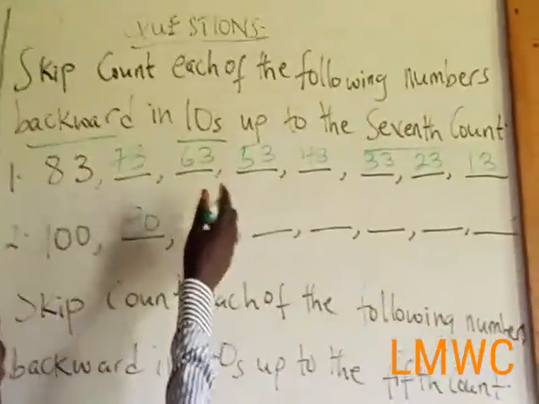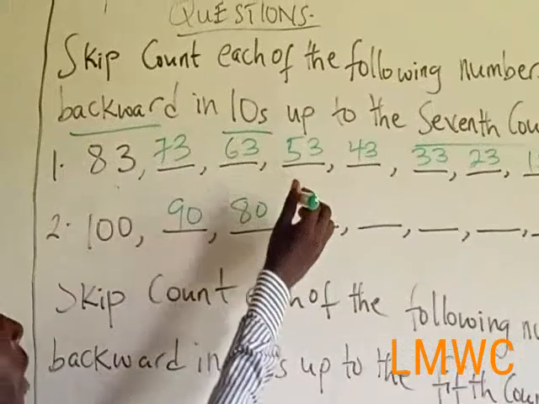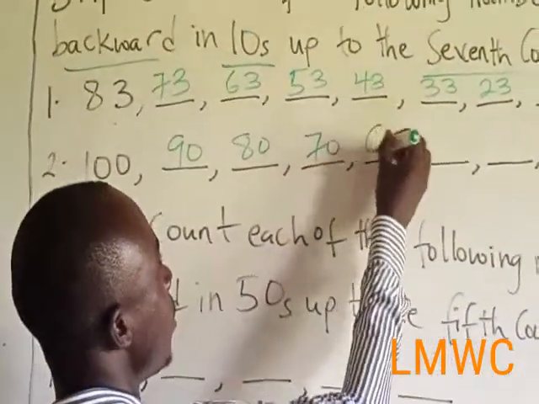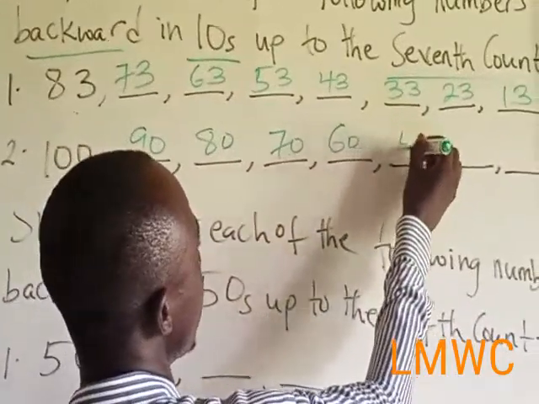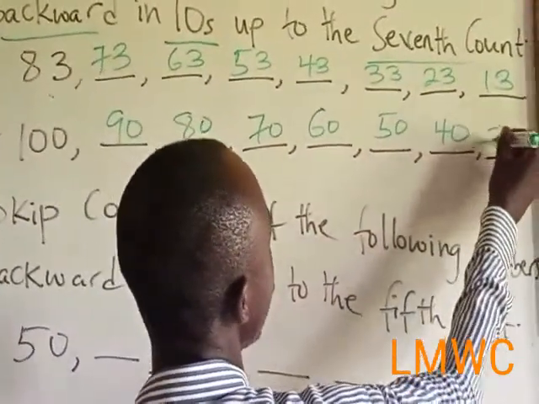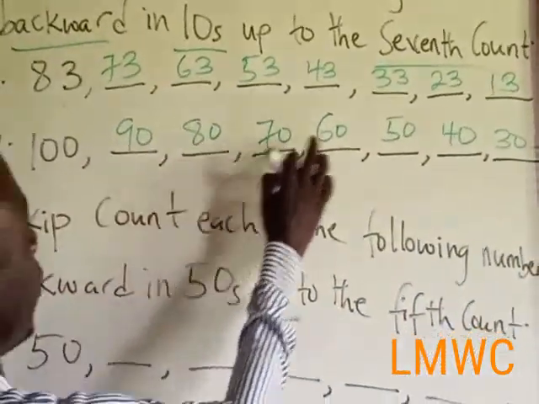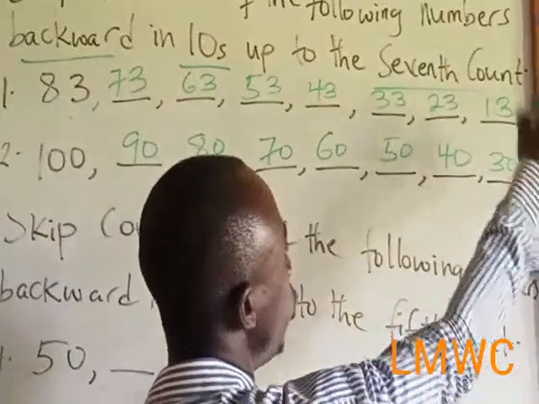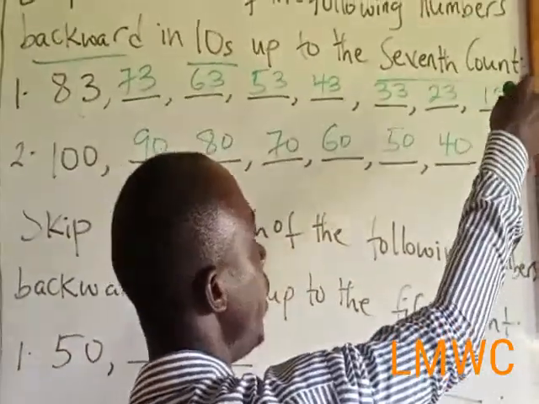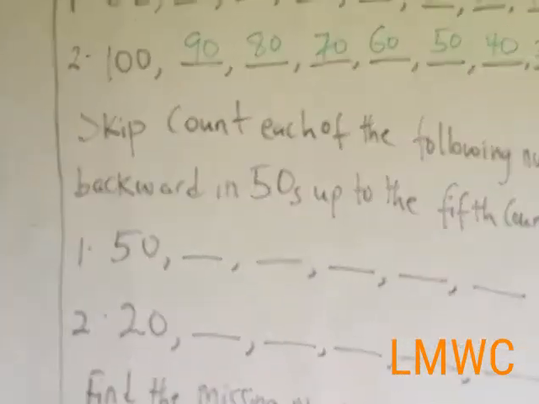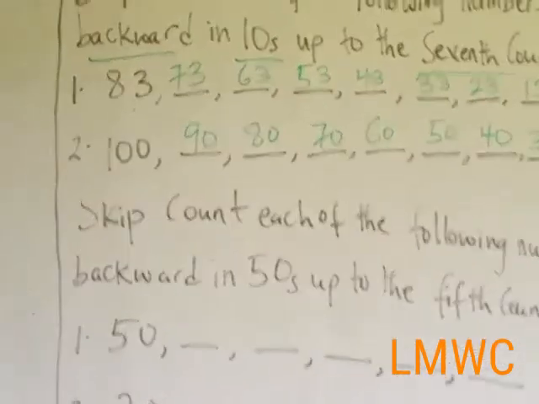Then 90 minus 10 is what? 80. 80 minus 10, 70. 70 minus 10, 60. 60 minus 10 is 50. 50 minus 10, 40. 40 minus 10 is 30. 1, 2, 3, 4, 5, 6, 7. Once you add the next number to it, you will be marked wrong for the next number because they have asked you to skip count backwards in tens to the seventh count.